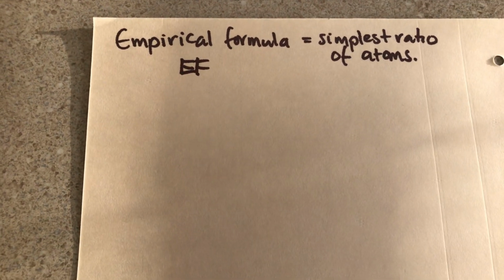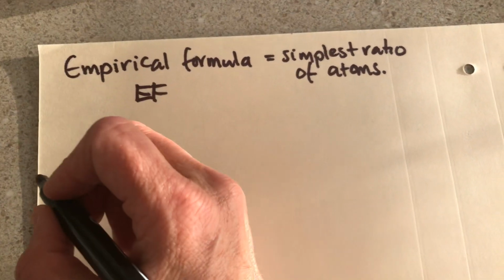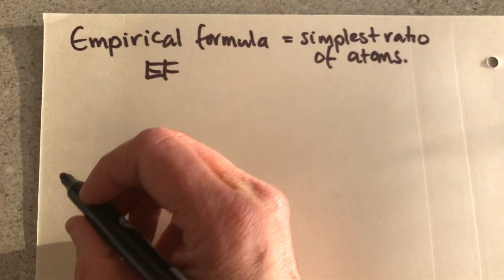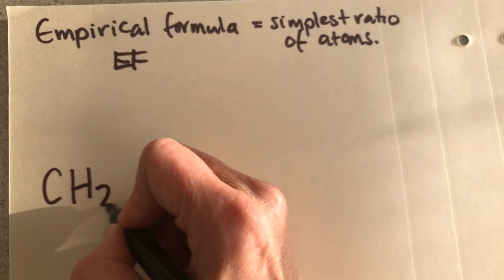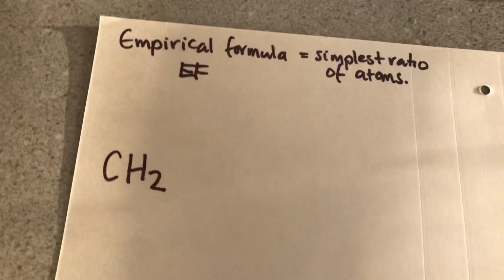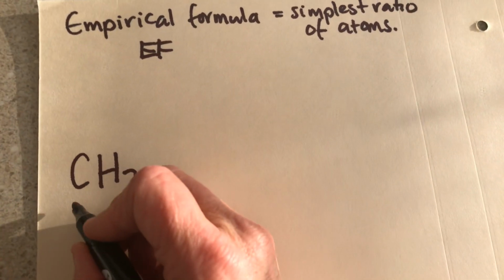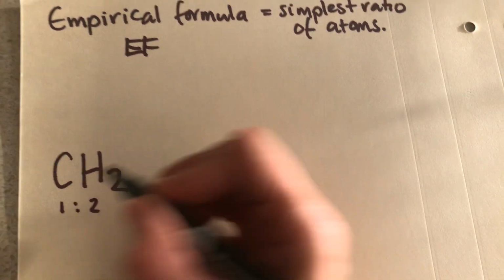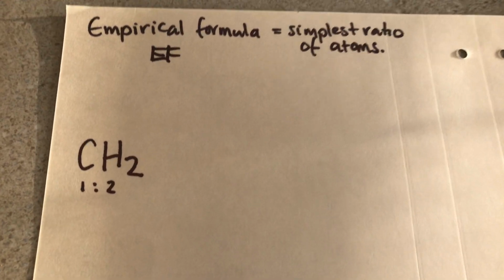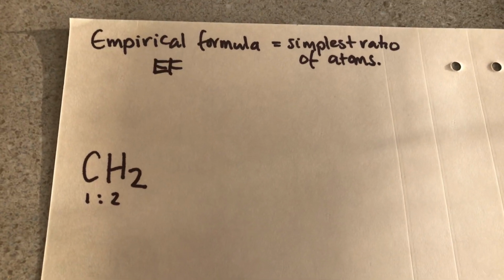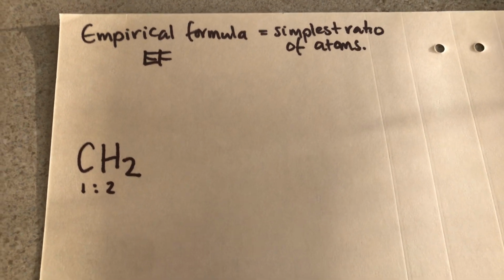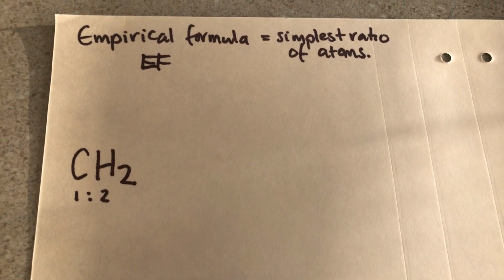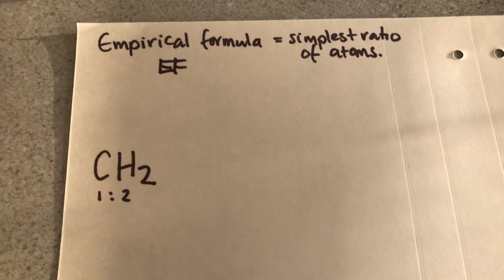So I think the simplest way to do it is just to show you an example. So you will be given an empirical formula. So let's say, for example, our empirical formula is CH2. So this is the simplest ratio of atoms. So we've got one C for every two hydrogens, right? One carbon for every two hydrogens in this formula. But we know this can't be the actual formula. The actual formula has to have, each carbon must make at least 4 bonds. So we know this can't be right.